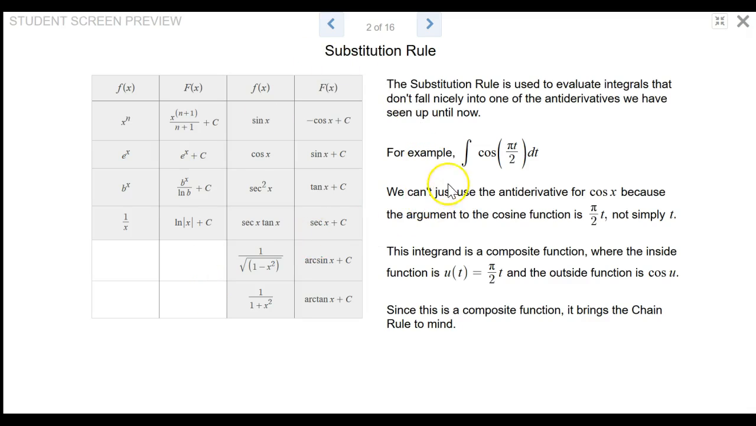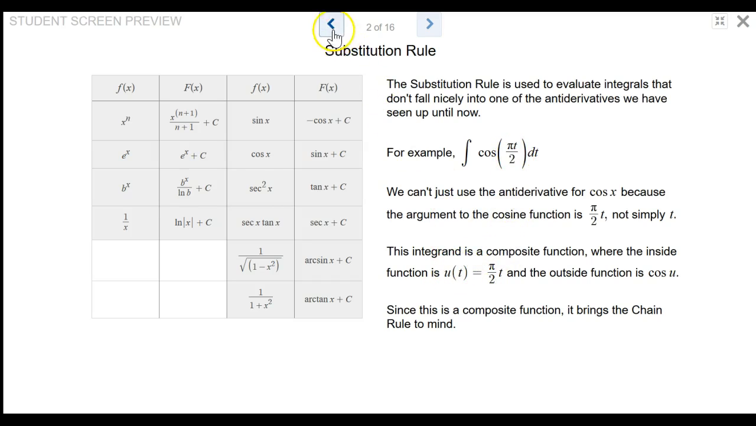So let's look at an example. Here's a simple example, the indefinite integral of the cosine of pi over 2t. So this is not simply equal to the sine of pi over 2t because you have a composite function, right? And when you take the derivative of sine of pi over 2t, it should equal this. But I know that using the chain rule, the derivative of the sine of pi over 2t is going to be pi over 2 times the cosine of pi over 2t. Remember, the derivative of the inside times the derivative of the outside. So I need to do more work, but that is a good place to start.